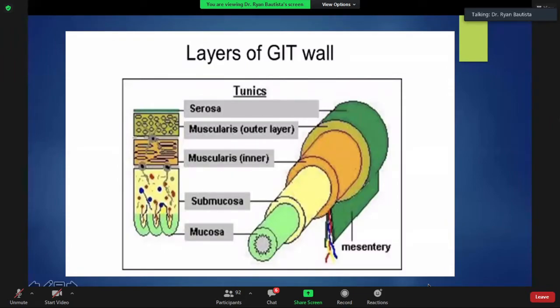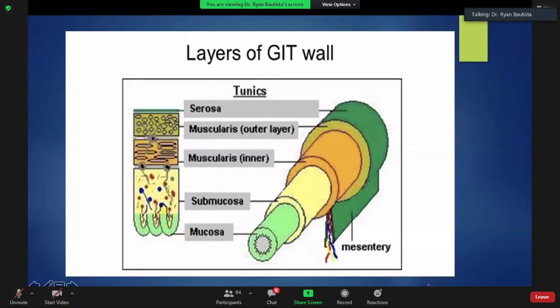You have your tunics or coverings of your GIT from your small intestines to the large intestines, right? They have the same tunics. You have your serosa. By the way, my dear students, one thing to know is a retroperitoneal organ versus an intraperitoneal organ. You know what I'm trying to talk about, right? When a portion of your gastrointestinal tract is inside your peritoneum, we call that your intraperitoneal organ. When it goes back and doesn't have a covering of your peritoneum, we call that your retroperitoneal organ, right?